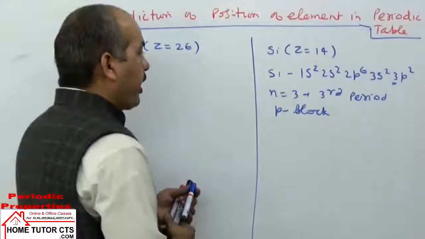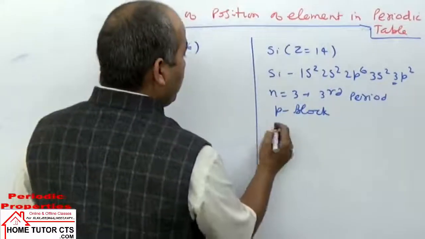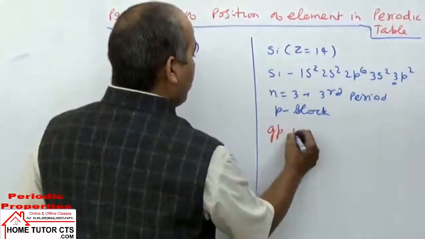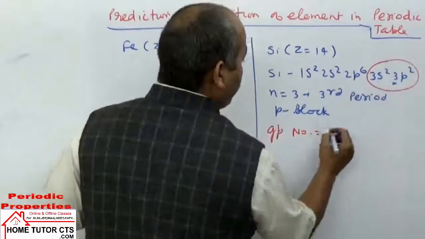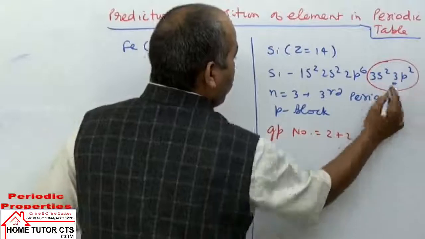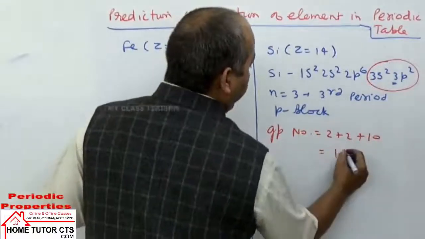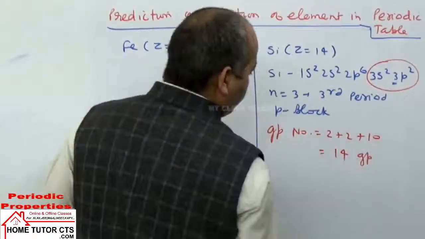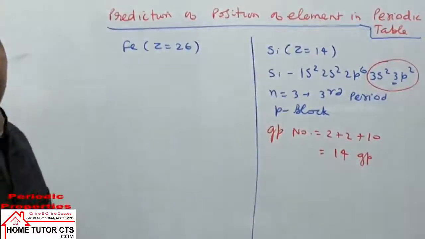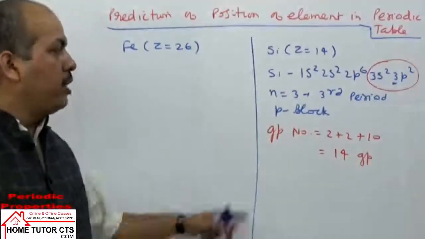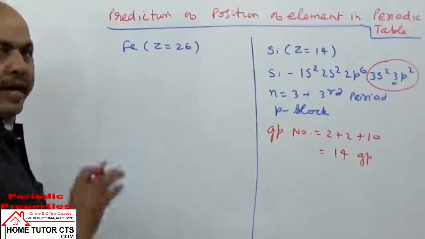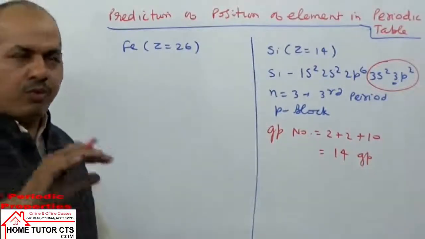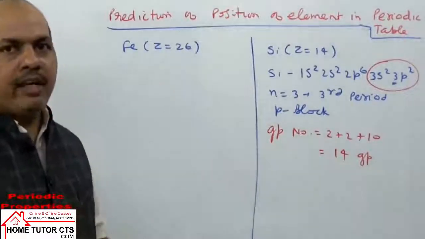And then we can find the group number. For the p block elements, what is the group number? The number of electrons in ns and np orbitals plus 10: 2 plus 2 plus 10, an element of the 14th group. Silicon belongs to the 14th group. It is a p block element and belongs to the third period. I hope it is clear. It is very simple. Write the configuration, and from the configuration you can write everything.